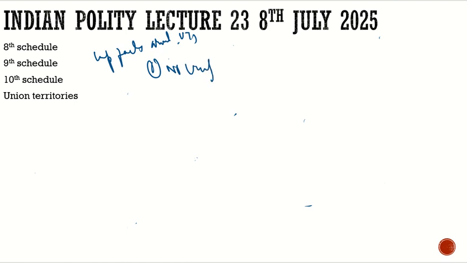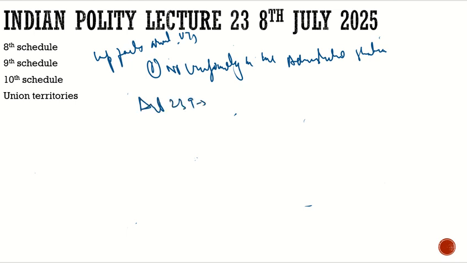No uniformity in the administrative structure. There is no uniformity in the administrative structure. Article 239 says that the President shall administer a UT through his officer.